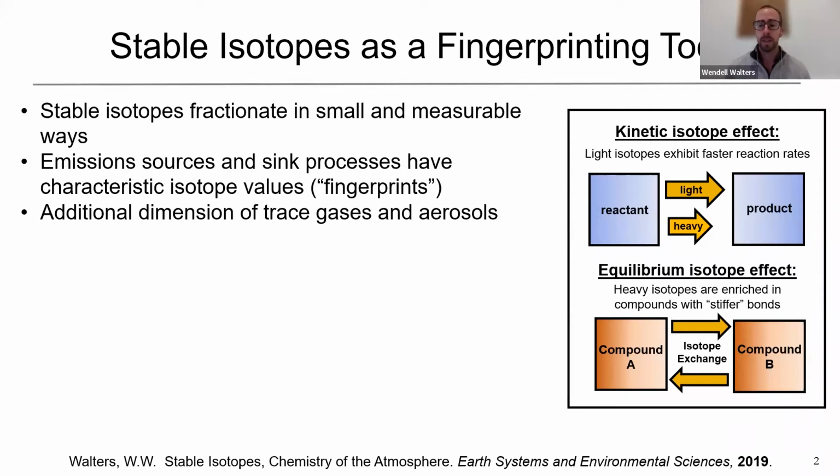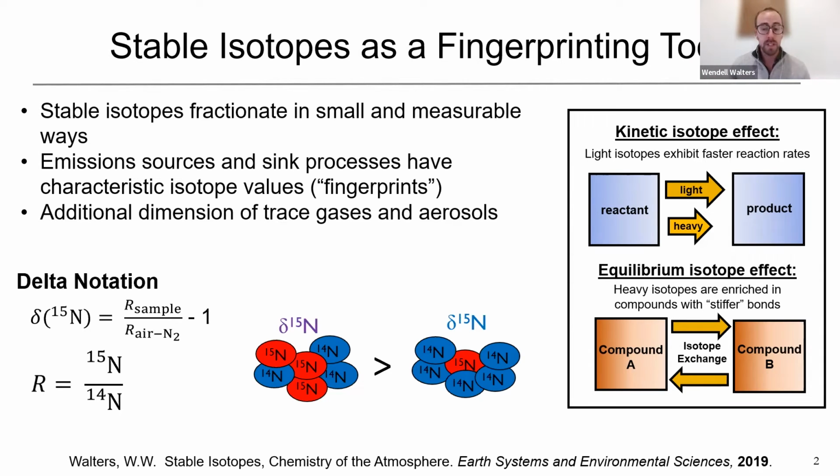Thus, isotopes can provide an additional dimension of trace gases and aerosols that can add importantly to our concentrations, our mixing ratios. Stable isotopes are typically quantified using delta notation, which expresses the ratio of the heavy isotope relative to the light isotope for a sample relative to an internationally recognized reference material, which for nitrogen is atmospheric air. Delta values essentially quantify the relative abundance of the heavy isotope, such that a higher delta value just means a greater abundance of the heavy isotope. In the case of nitrogen, that would be 15N.